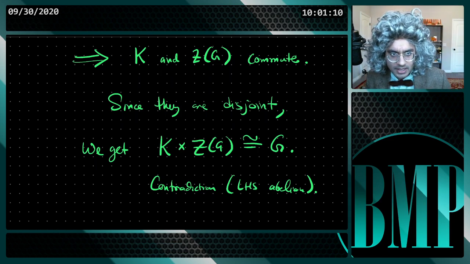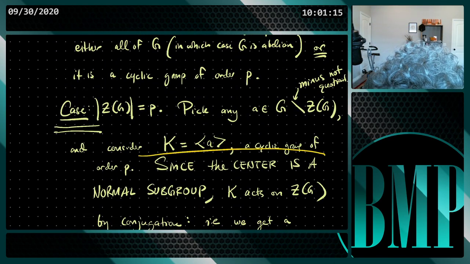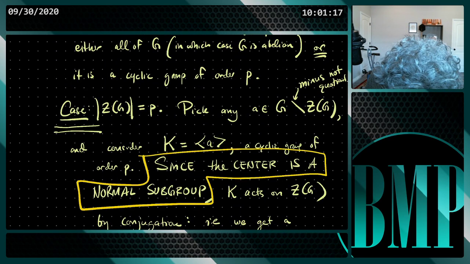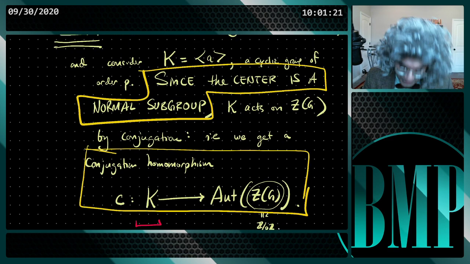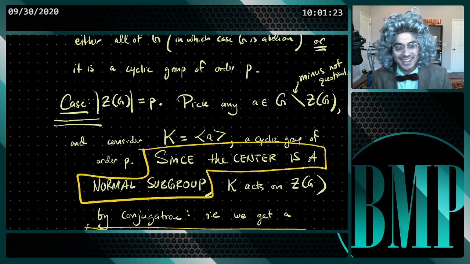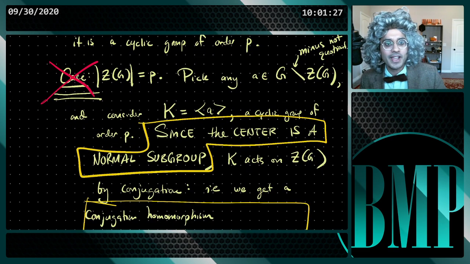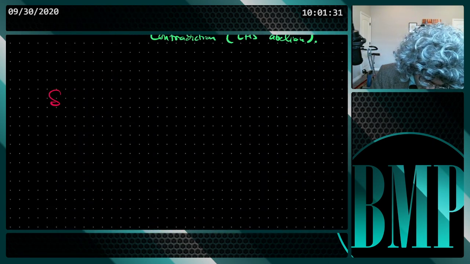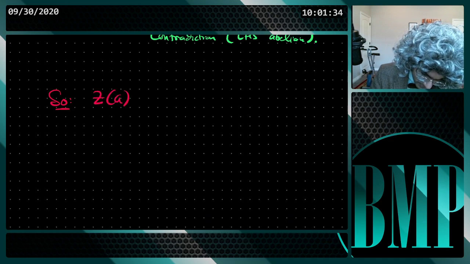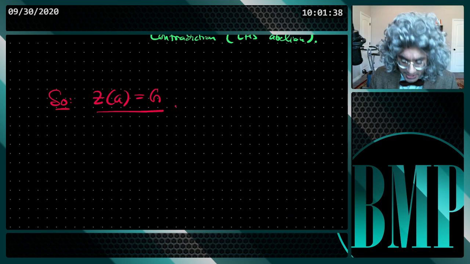But go ahead and only just take this part. Pay attention to the use of this tool. Okay, so this case is actually not possible. In fact, the center has to be the whole group. And so G is abelian.